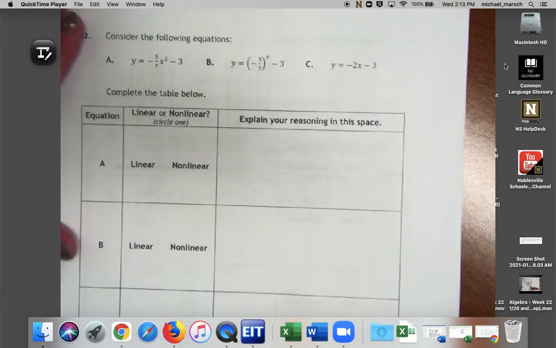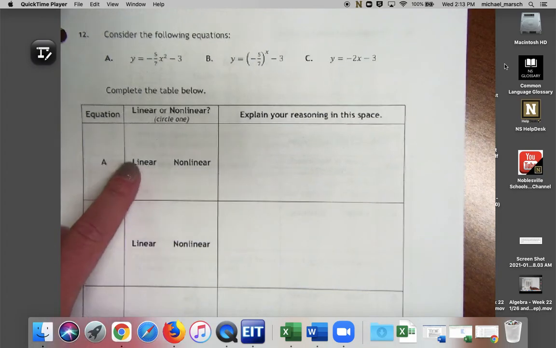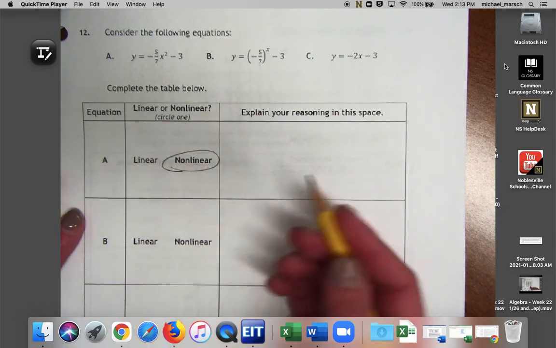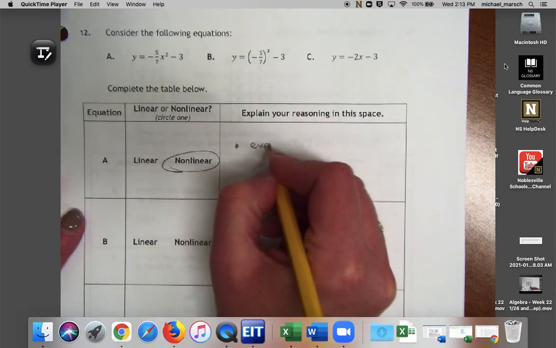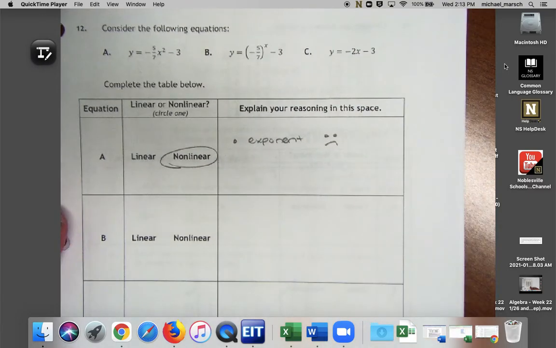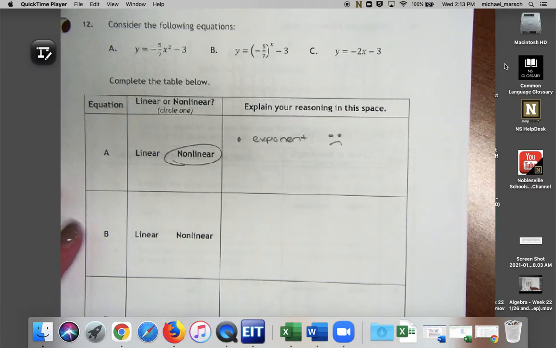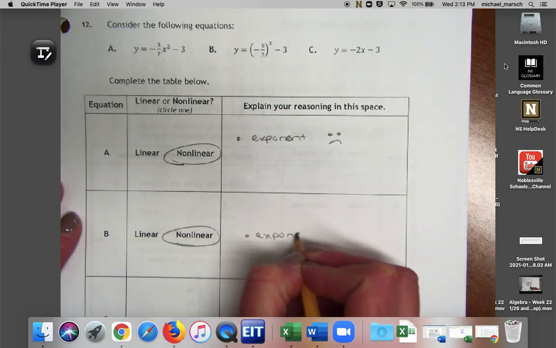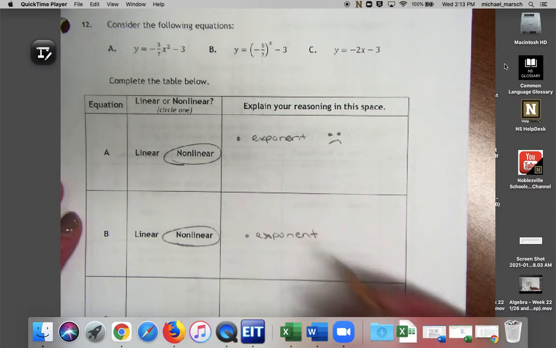Equations. You guys should be really good at this right now. I hate equations. A, linear or nonlinear? Nonlinear. How do you know, McCoy? The exponent. Super easy. B, nonlinear. Still an exponent. Still an exponent.